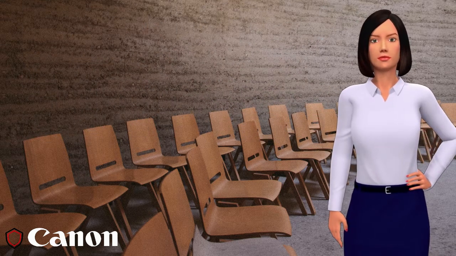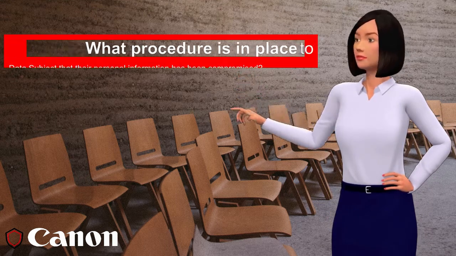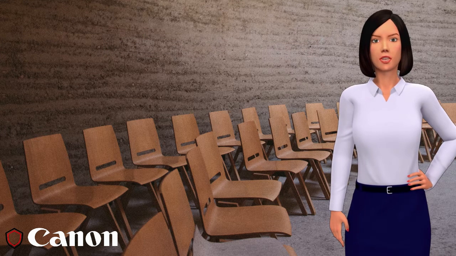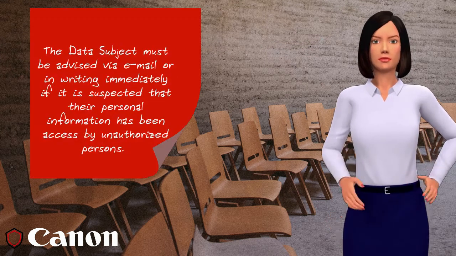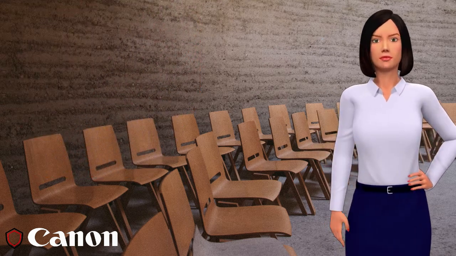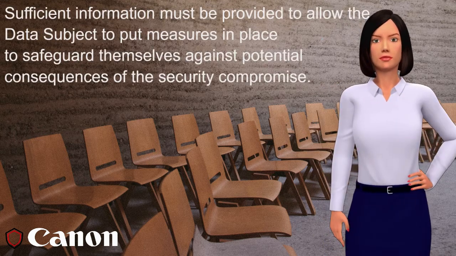What procedure is in place to inform the data subject that their personal information has been compromised? The data subject must be advised via email or in writing immediately if it is suspected that their personal information has been accessed by unauthorized persons. Sufficient information must be provided to allow the data subject to put measures in place to safeguard themselves against potential consequences of the security compromise.